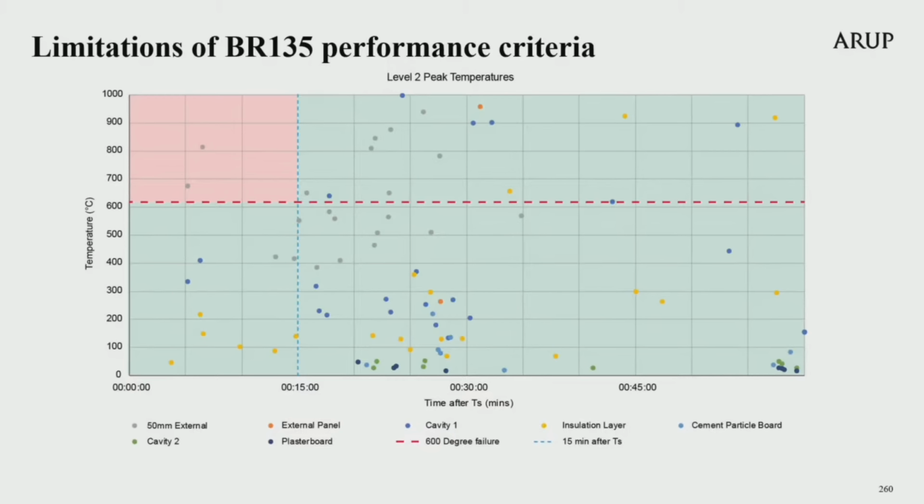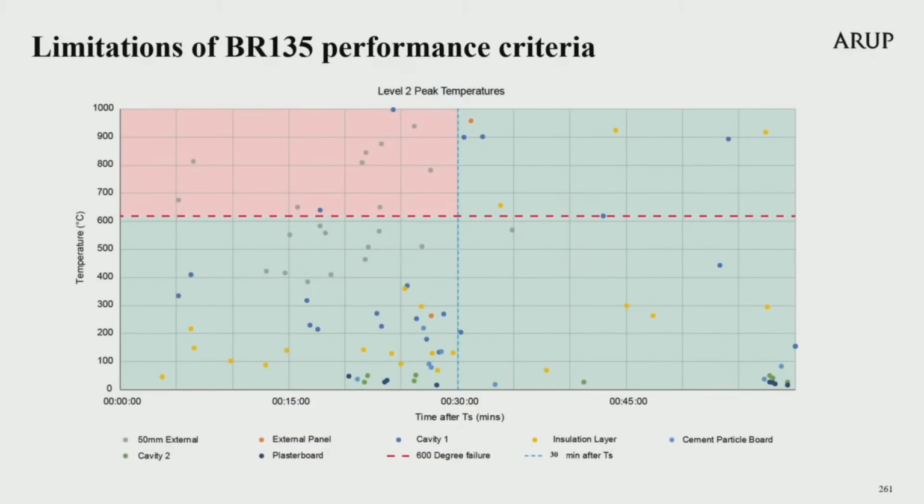If one takes the performance criteria as not exceeding 600 degrees C, so the red dashed line, in 30 minutes instead of the current 15 minutes, please note the increased number of failed tests above the dashed red line. The panel should consider if modern materials and modern facades typically reach peak flaming combustion within 15 minutes of the start of a BS 8414 test.